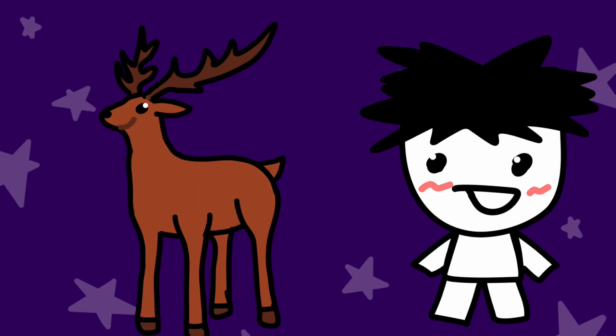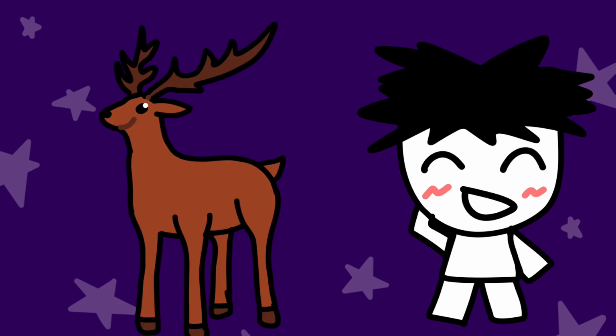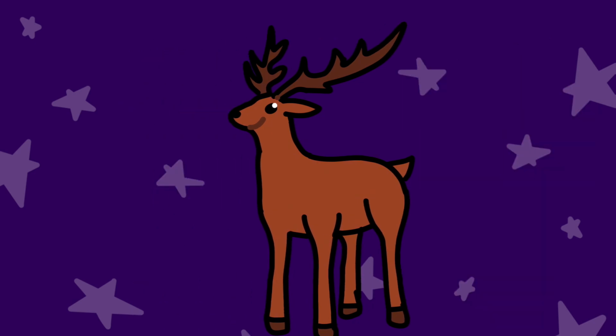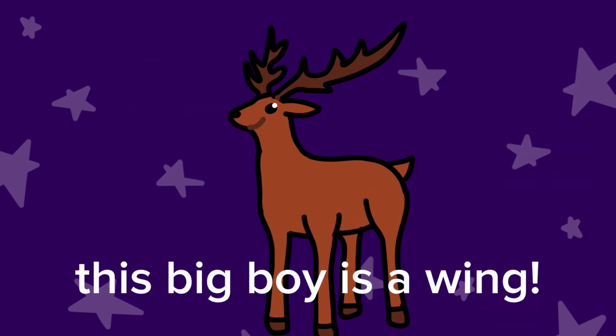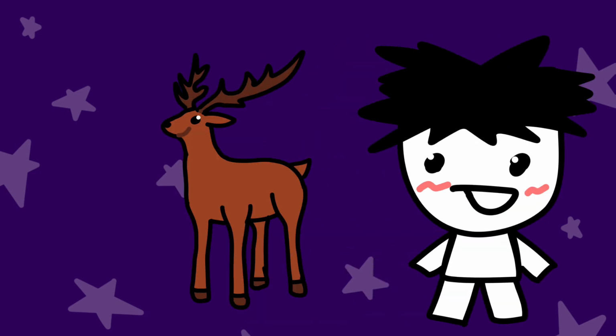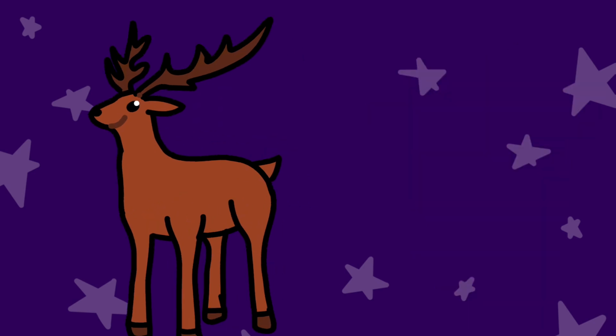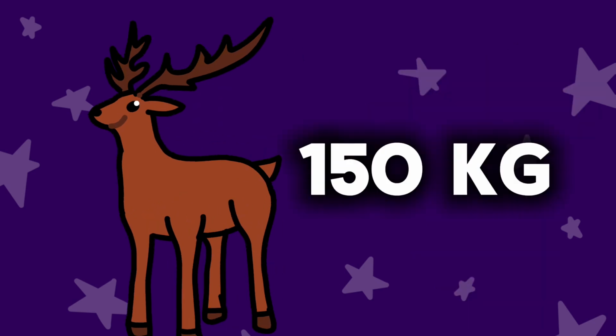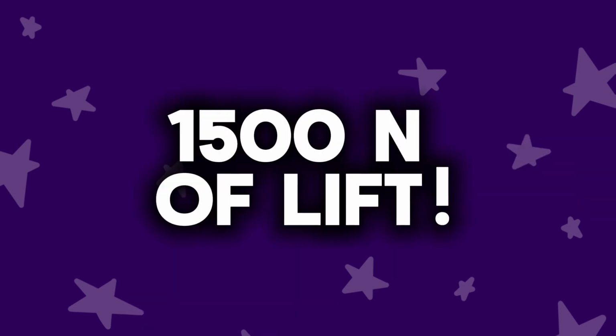A reindeer is not ideal for flight, so we need to make an assumption. We have to consider the entirety of a reindeer as a wing so that this next part will make sense. So now let's make our reindeers fly. If we want something to fly, we need the lift force to be equal to or greater than the weight of a reindeer. A normal reindeer can weigh around 150 kilograms, so we would need almost 1,500 Newtons of lift for the reindeer to hover.